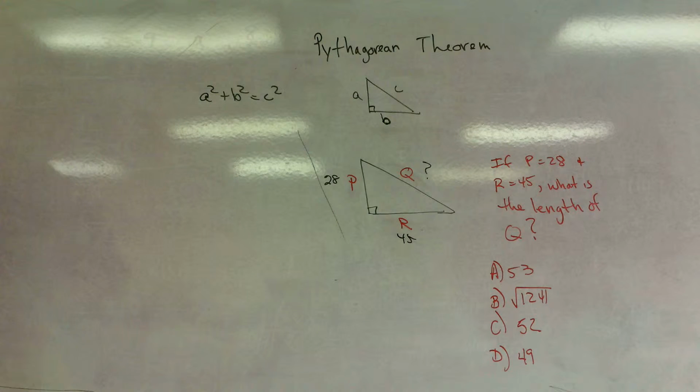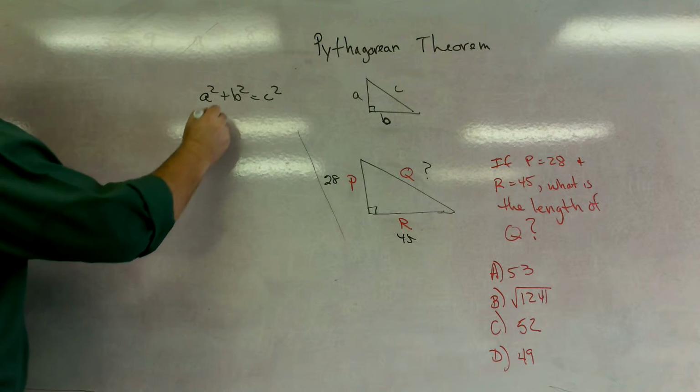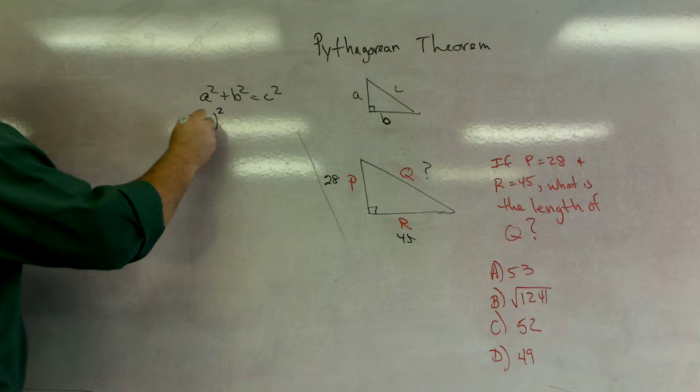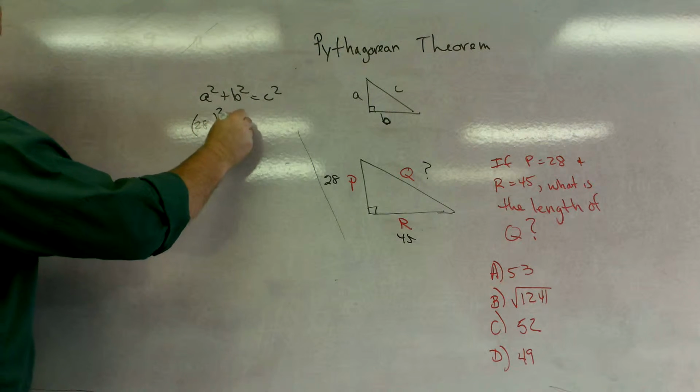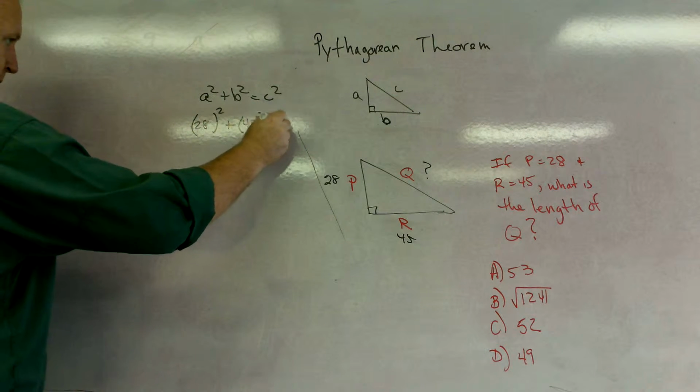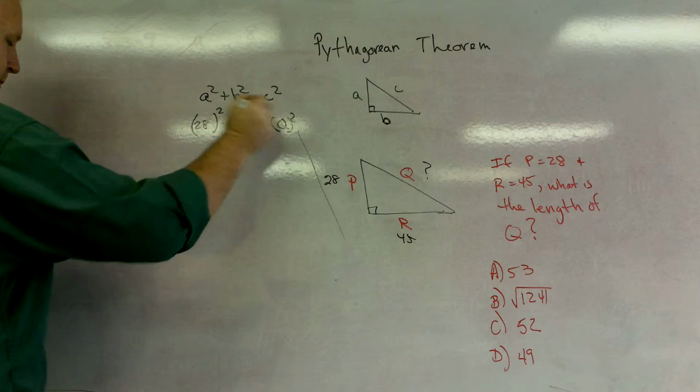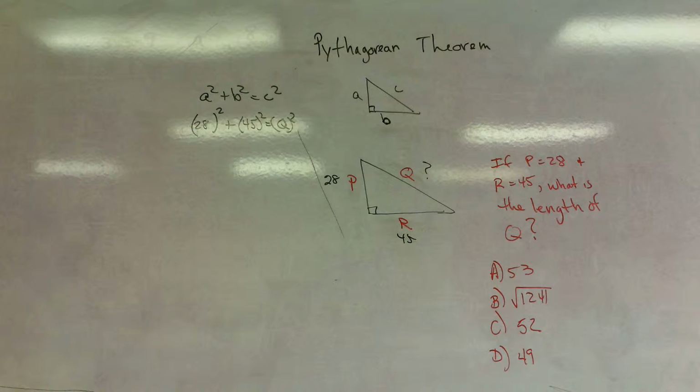So when we plug in the Pythagorean theorem, once again they give us both legs. So 28 squared plus 45 squared equals Q squared. And now we're going to have to calculate 28 squared and 45 squared.